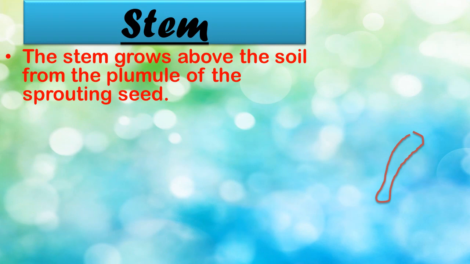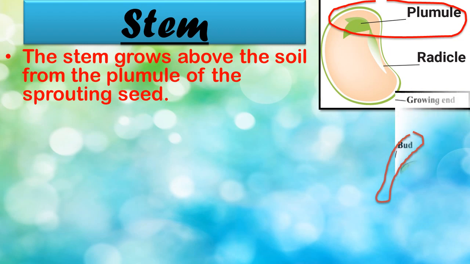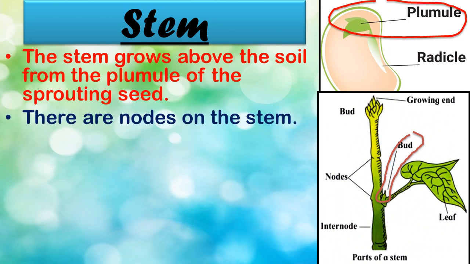So what is a stem? The stem grows above the soil from the plumule of the sprouting seed, and this is a plumule. We have studied in our previous video that the plumule grows into a plant and the radicle continues as a root. Okay, and student, this is a bud and there are nodes on the stem.